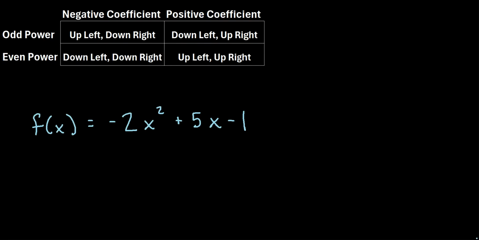You can use the leading coefficient test to determine the end behavior of a polynomial. So what does that mean? Well, consider this polynomial right here: f of x equals negative 2x squared plus 5x minus 1.